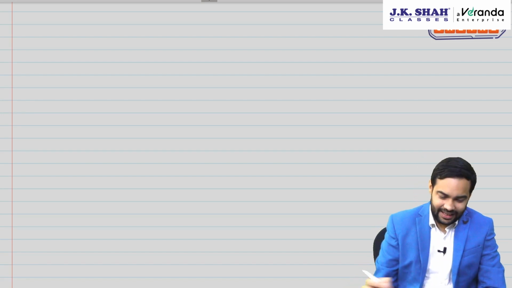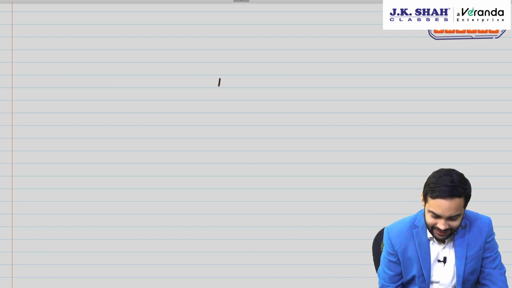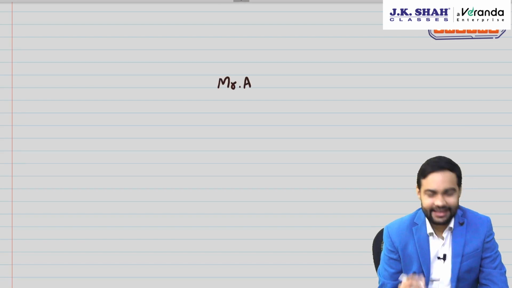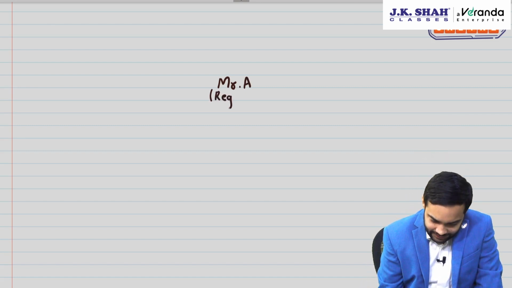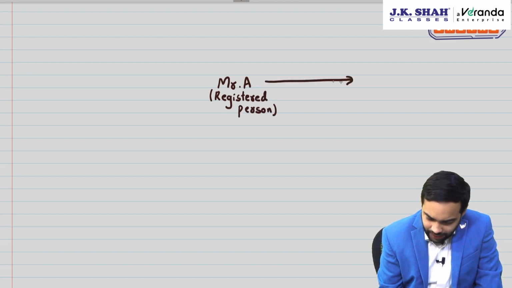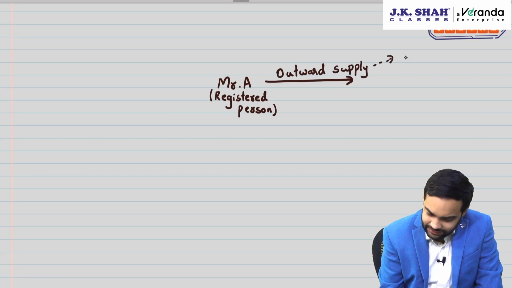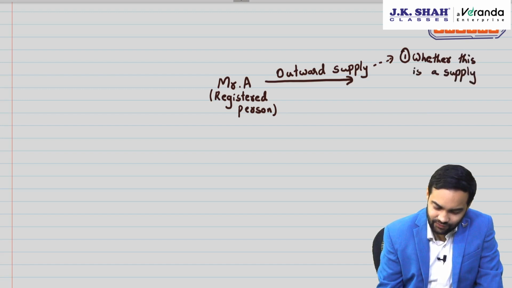Now let me start with how the entire IDT functions. I have a very close friend, Mr. A. Say suppose he is a registered person. Now, he makes an outward supply. Now the question would be whether this is a supply under the CGST Act. That is the first question.